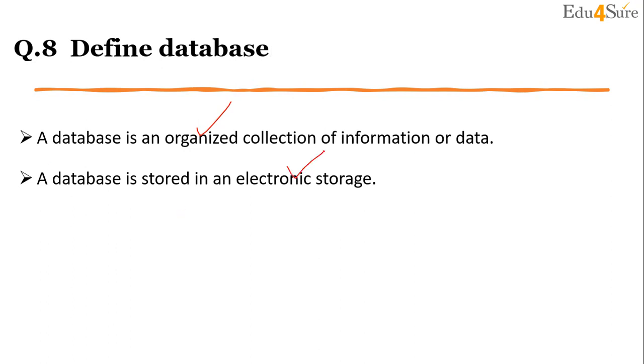Number two, it should be electronically stored. If you have a table, organized data, but on a register, for example, which is not electronically stored, how will you analyze it? You cannot do that. So these are the two features. These are the two keywords you have to use in your interview to answer this question.